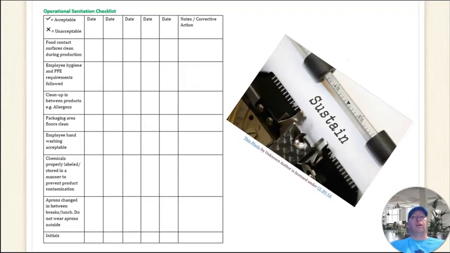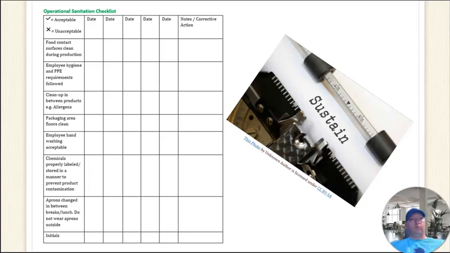And next here we have an operational checklist. This is a checklist that you would use, let's say, after you begin, but during operations. So let's say you're working with products throughout the day. There's going to be somebody there monitoring you as you're working to check for these things that I've listed.